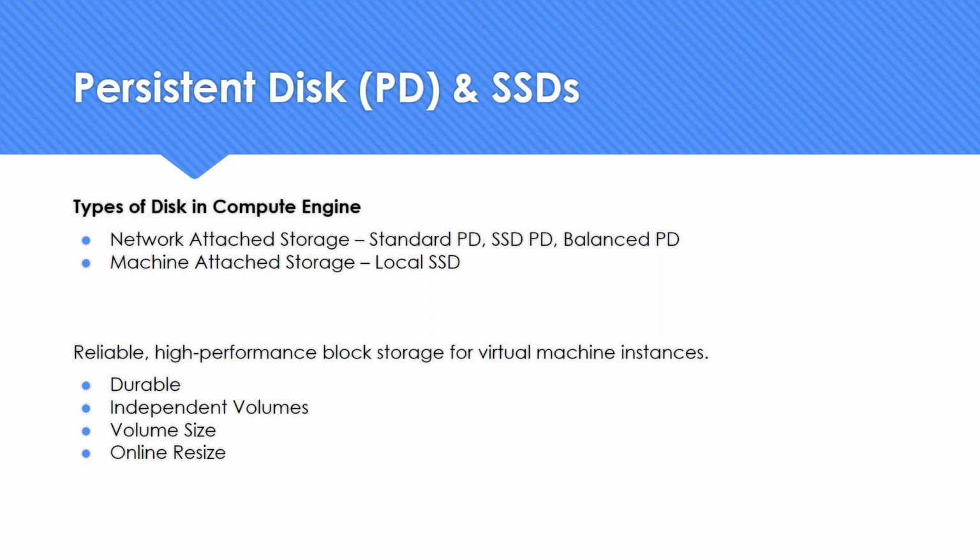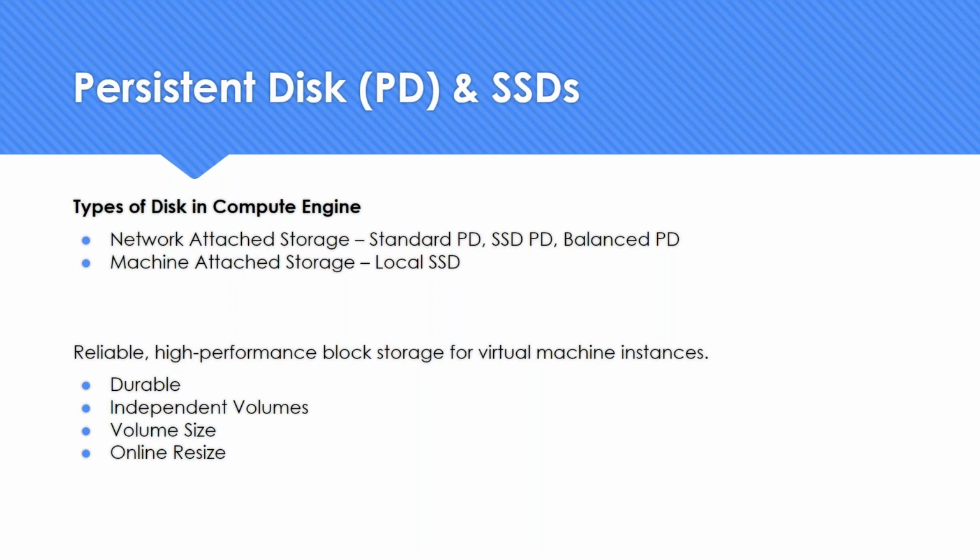That's machine attached usually. Here Google tries to use something called as network attached. So it's not part of your virtual machine. So it is attached via a network. So whenever the system boots up, this disk is going to be attached. So two types of stuff: network attached storage, machine attached storage. So when it comes to network attached storage, there are three types of disk which Google provides.